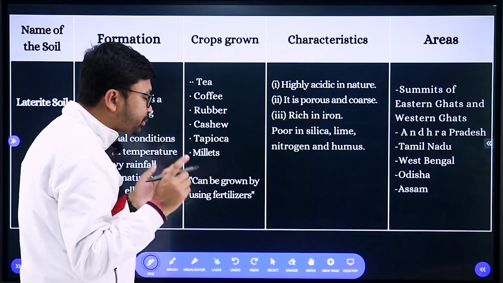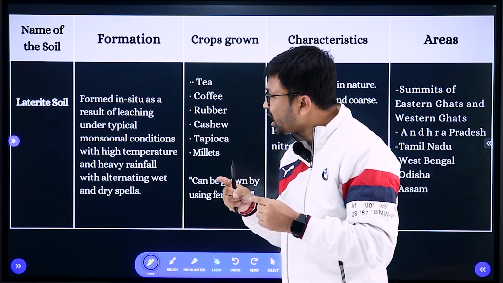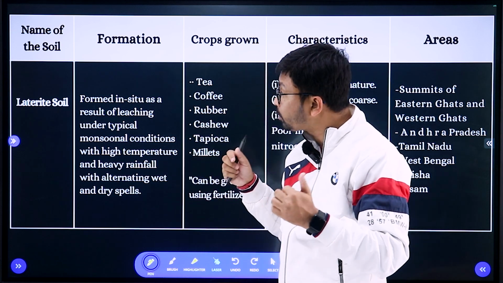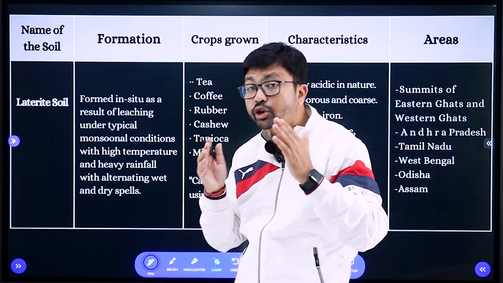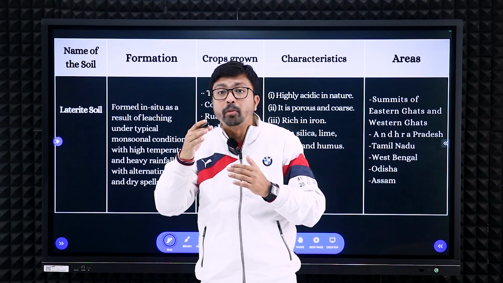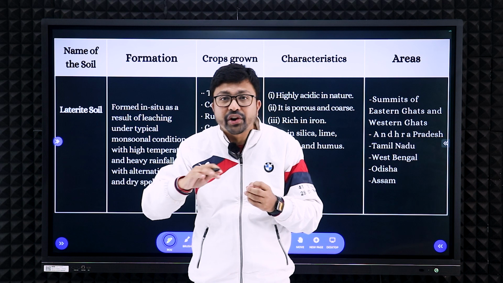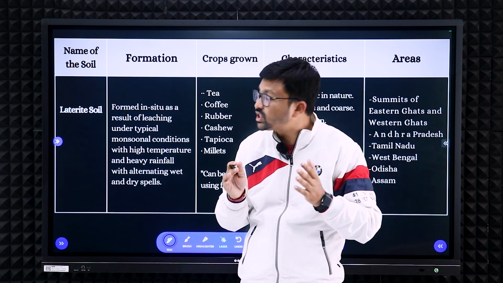Next, the last type of soil that you need to know is laterite soil. Here, the important formation process is called leaching. You need to remember the term leaching. What is leaching? When the rainfall is more, the humus materials from the soil get drained out. That process is called leaching.